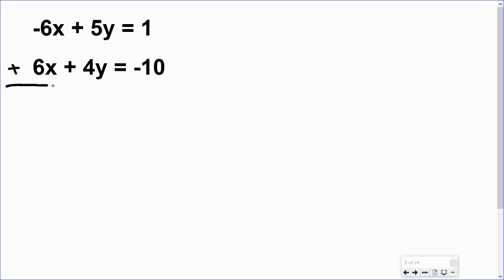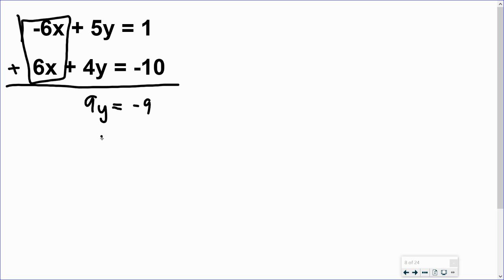Now in this particular problem, this is set up great because I notice that the 6x's, one's positive, one's negative. So if I add those up, that goes away. So I end up with 9y is equal to negative 9. y is negative 1. Okay, so I get negative 1 for my one answer. Now, pick one of these two. Again, whichever one you feel like is going to be easier. I'm going to go with the bottom one. I don't know why.